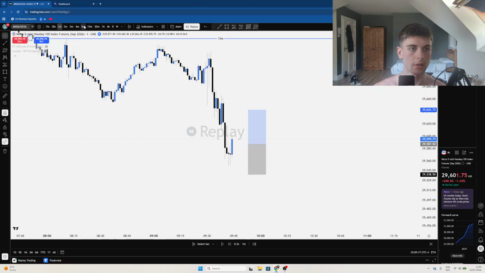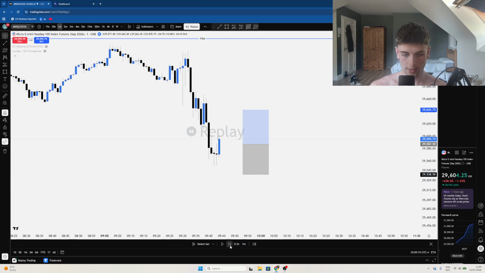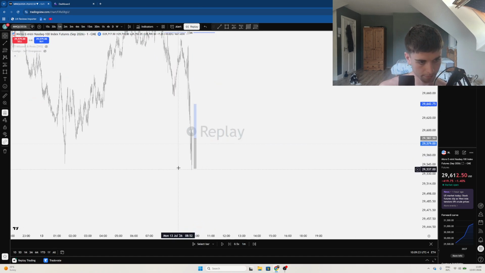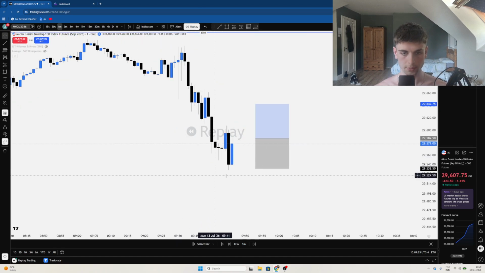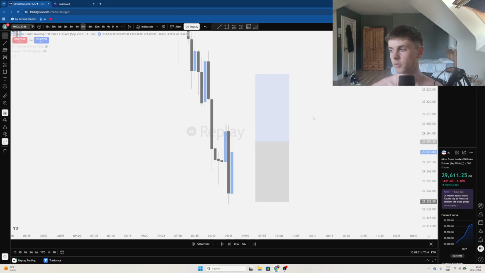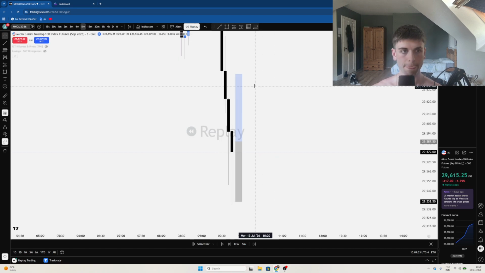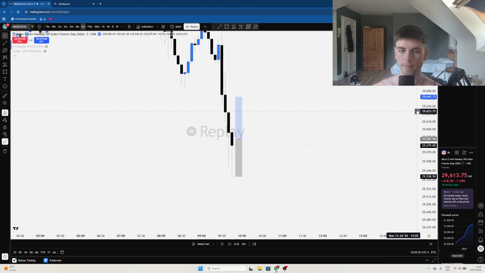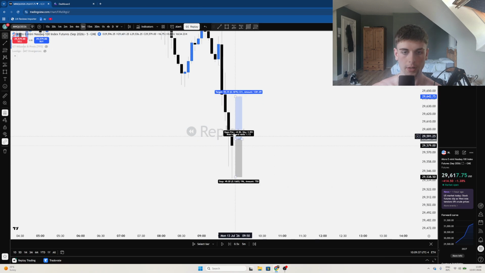But we actually take it. We take that low. And at this point, I'm looking for longs instead of shorts. Why? Because we left a bunch of 5 minutes unfilled. 5 minute here, 5 minute here, 5 minute here.